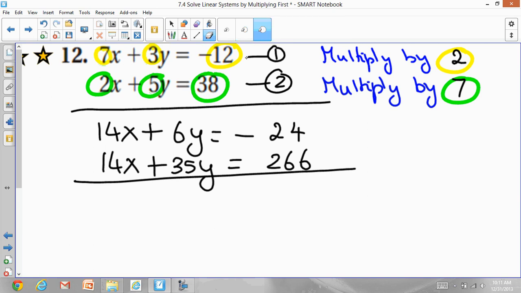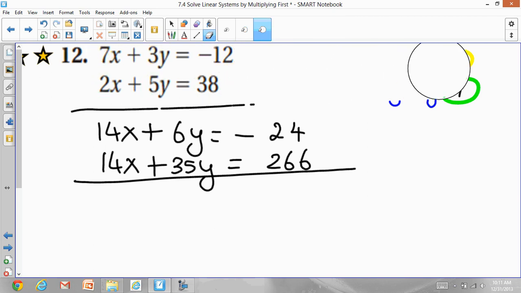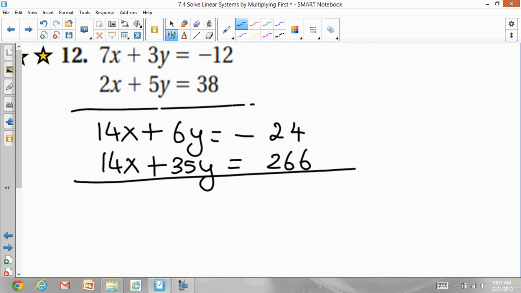So once you get the new set of equations, now you're looking at them and you are realizing that you can cancel the 14x because they both look alike. The only condition is this: 14x is positive, this 14x is also positive. So for you to cancel, one of them has to be positive, one of them has to be negative. So what I'm going to do is, with the second equation, I'm going to reverse the signs for all.